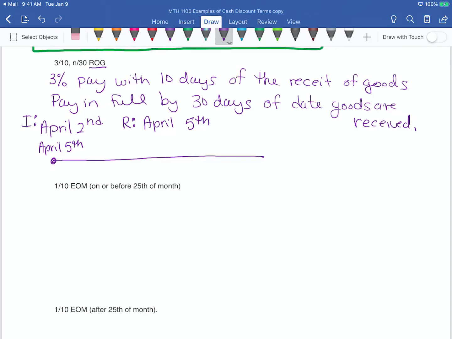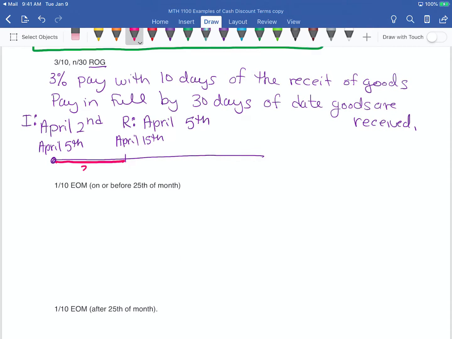not on April 2nd. And now the same rules apply. We get a 3% discount if we pay within 10 days of April 5th. Well, 10 days of April 5th would be April 15th. So if we pay in this time frame right here, we would get an extra 3% discount. Now, if we miss the deadline of April 15th, we have to pay within 30 days of April 5th. So 30 days of April 5th would be May 5th.